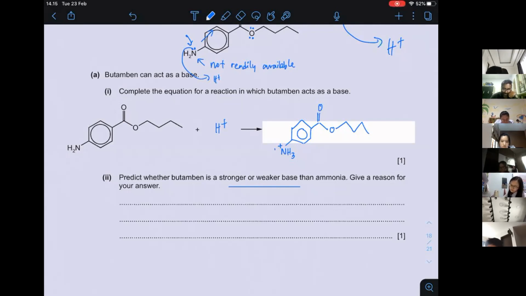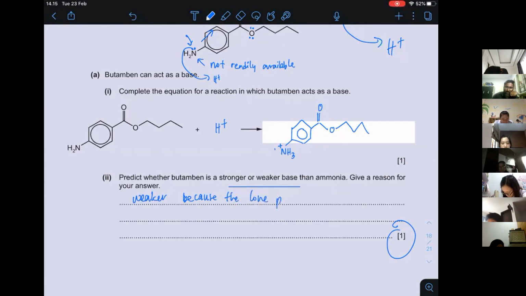So it's weaker. That's going to be 1 mark. But again, you need to explain. If you don't explain, then it's going to be wrong. So you must say weaker because the lone pair of electrons at nitrogen is delocalized into the benzene ring.